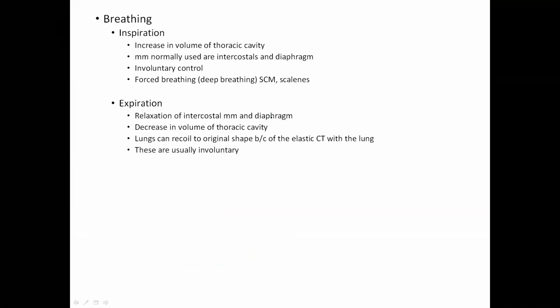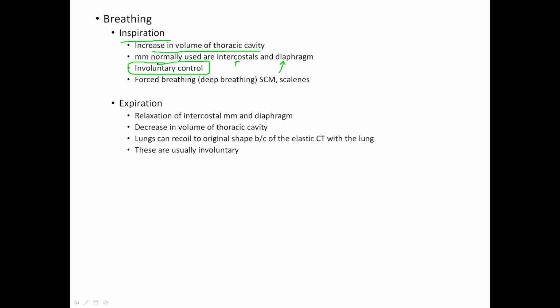Mechanisms of breathing, the fancy term: we have inspiration, which is inhale, increasing the volume of the thoracic cavity. You do use the intercostal muscles and the diaphragm for this. This is under involuntary control via the brain stem, more specifically the medulla and the pons. Those are located in the brain stem. This is done through neurological involuntary control.